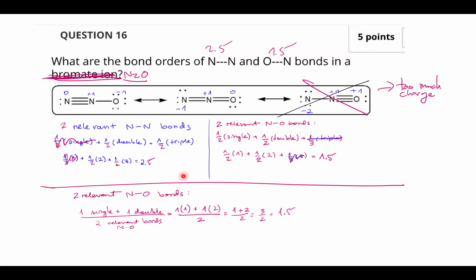So you have this resonance structure of nitrous oxide. Let me look that up, let me make sure I'm not saying the wrong thing. Yes, nitrous oxide.